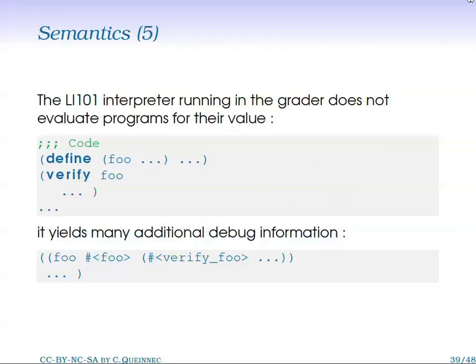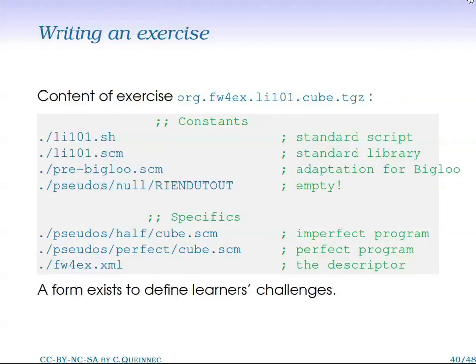Our interpreters, in fact, are not evaluating programs for their values. They are evaluating programs and yielding some structured things, say an association list that says the function foo is defined by this closure and has this number of verifications, and so on and so on. Then you get this from the student, you get this from the teacher, and then you just have to perform all the cross checks, I would say, from the two spaces.